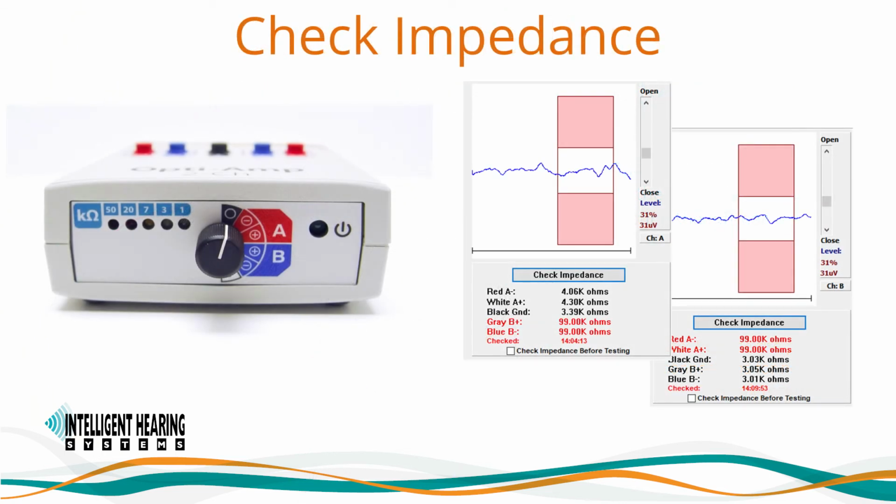Next, check impedance. If you are using a preamplifier setup, then impedance is checked by rotating the dial to each impedance check position. For the Duet platform or any platform with a direct patient cable to device connection, impedance is checked in the SmartEP software. Please note that after you have completed testing, you should disconnect the lead wire and discard the single-use electrodes.